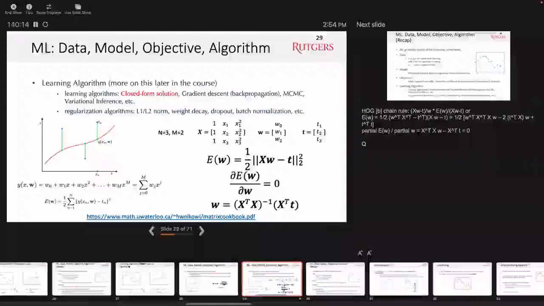So this is the closed form solution. The closed form solution can give you the optimal solution in one shot instead of going through an iterative process to get the optimal solution. Okay? And with that, I guess this is it for today's class.